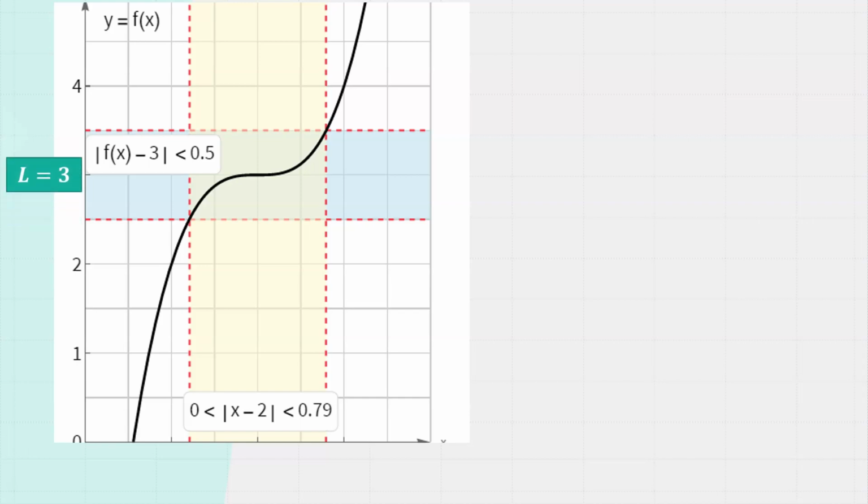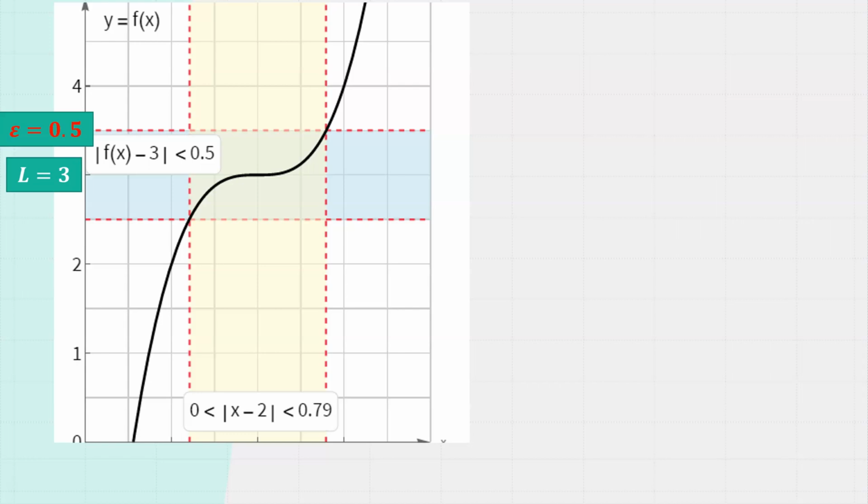Looking at this, we would say L is 3. That's what we're going to try to prove the limit is. This particular epsilon is given to us. Remember, epsilon is an arbitrary neighborhood, and it's given to you. This is one particular example of an epsilon. Suppose in this case, epsilon is 0.5. That is why we have the absolute value of f of x minus 3 is less than 0.5, the absolute value of f of x minus L is less than epsilon.